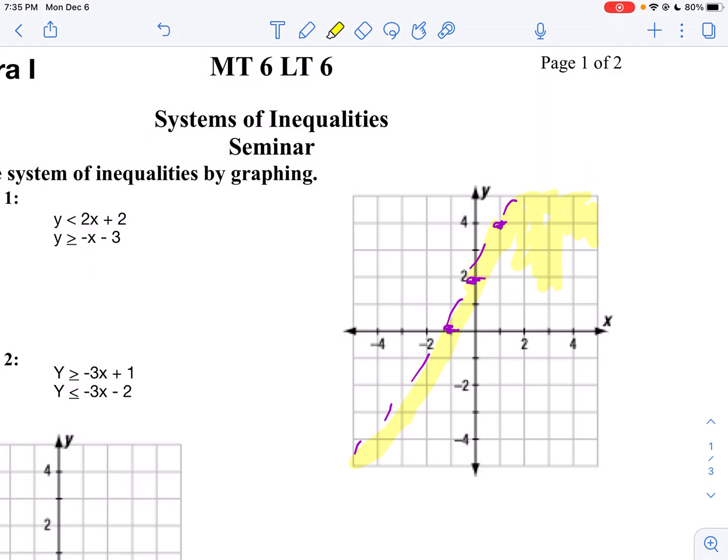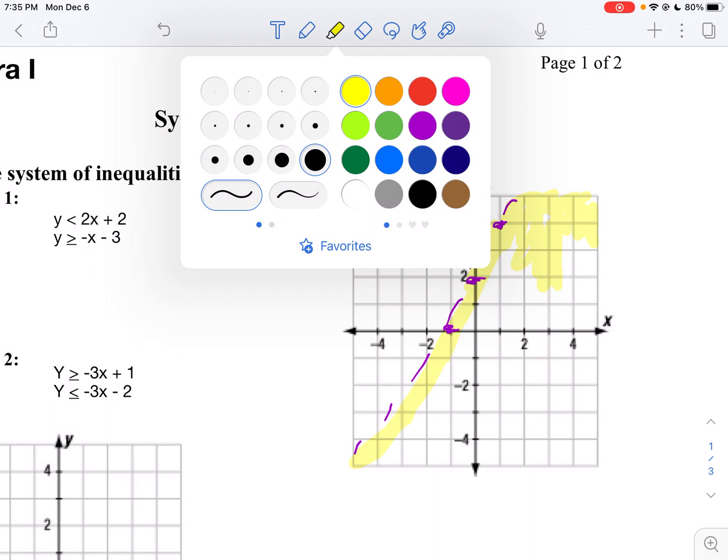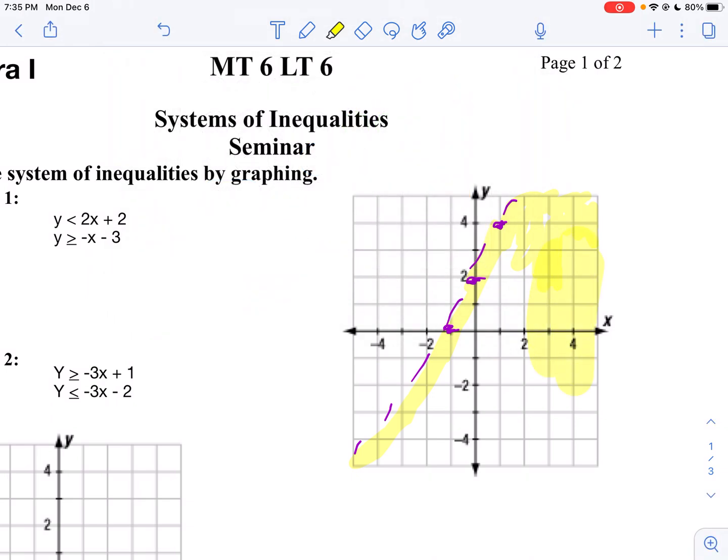See if I could fill this in a tad bit faster by picking a bigger thing to shade. And so on. Okay, now let's do my second inequality.